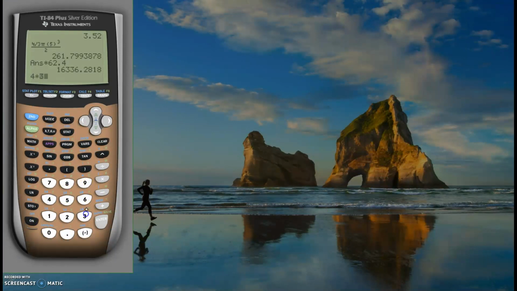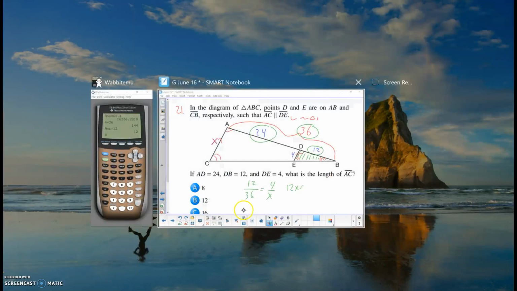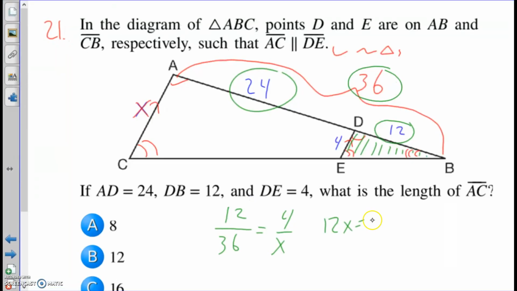4 times 36 is 144, and when we divide by 12, it's going to equal 12, because 12 squared is 144. So the answer there is 12, but I'll write the work down here. 144 divided by 12, x equals 12, and x does represent AC here, so AC is 12.